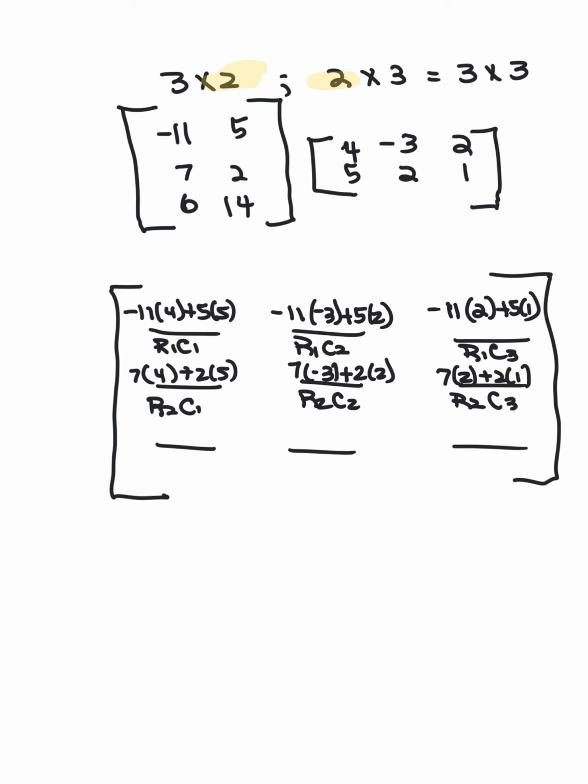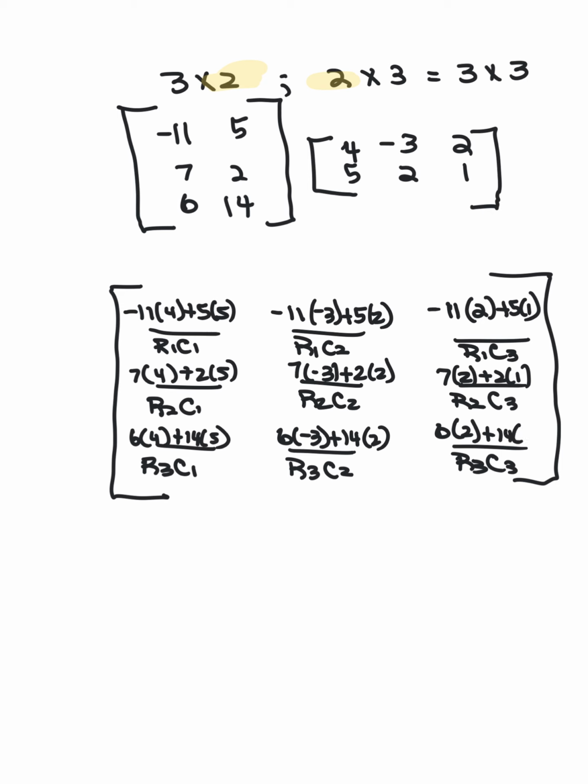All right, my final row, I have row 3 times column 1. So it's 6 times 4 plus 14 times 5. Then row 3, column 2 is going to be 6 times negative 3 plus 14 times 2. And row 3, column 3 is going to be 6 times 2 plus 14 times 1. And then I'm going to simplify.